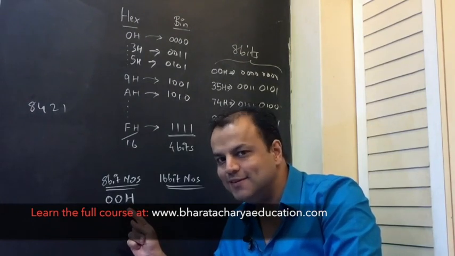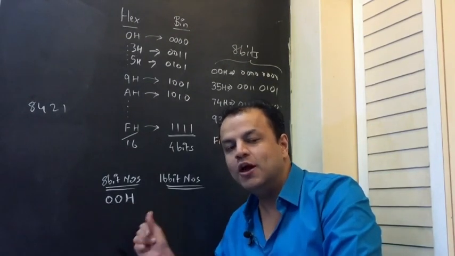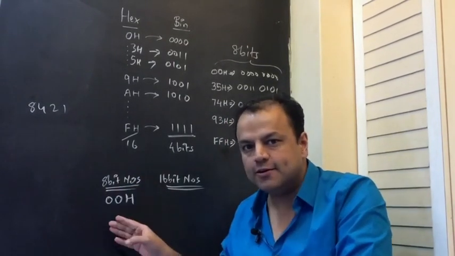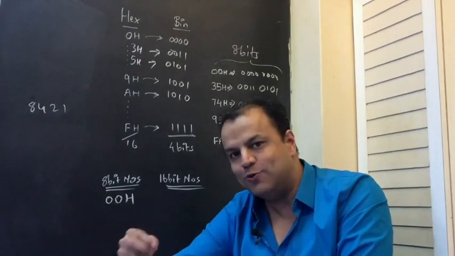How many zeros are these? These are not 2 zeros. These are 8 zeros. That's the irony of the situation. We call it an 8-bit number. We don't write 8 bits because we don't write zeros and ones.